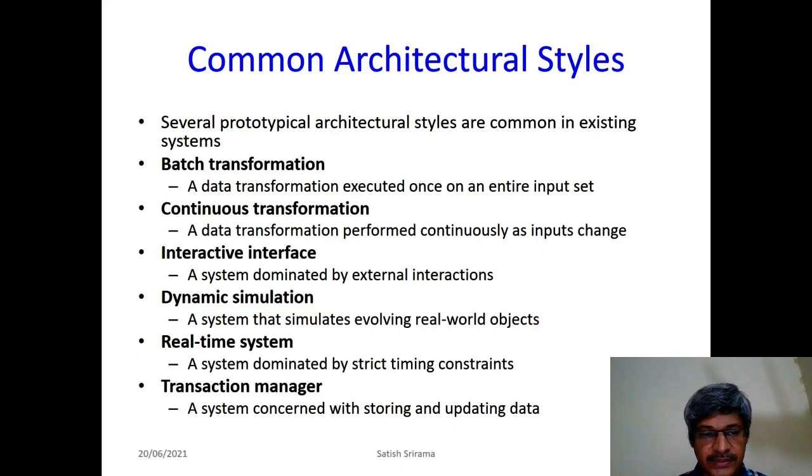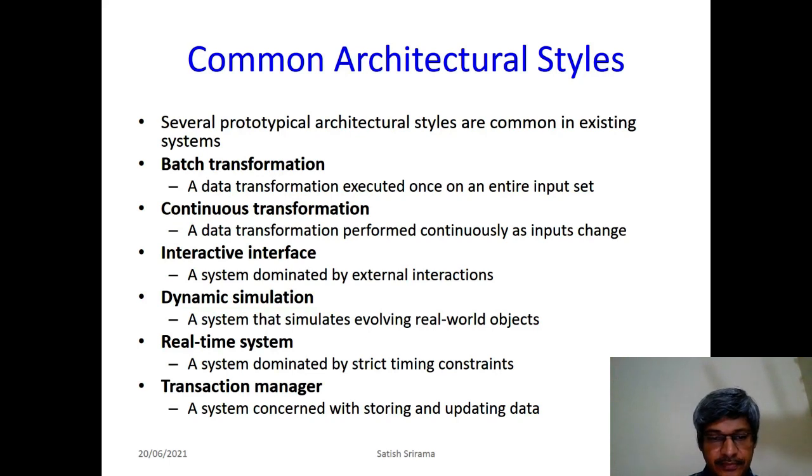Then the interactive interface, okay. So the third type of architecture is a system basically dominated by external interactions. How you will be interacting with the system will decide the architectural style for that one. And then dynamic simulation, a system that simulates evolving real-time objects, okay. And then the real-time system, a system dominated by strict timing constraints, okay. You need to get the response immediately, within a certain point or something like that, okay.